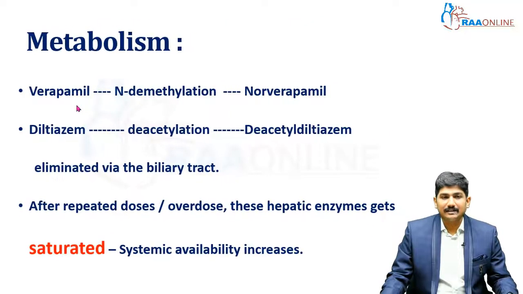In the liver, verapamil undergoes N-demethylation into norverapamil, which is the only toxic metabolite of verapamil. Diltiazem undergoes deacetylation into desacetyl-diltiazem, and all these metabolites are eliminated via the biliary tract, and what comes to the blood is excreted by the kidneys. After repeated doses or overdoses, the cytochrome enzyme in the hepatic system can get saturated, so more drug can be delivered to the systemic blood, thereby increasing systemic toxicity in repeated dosing or overdose situations.